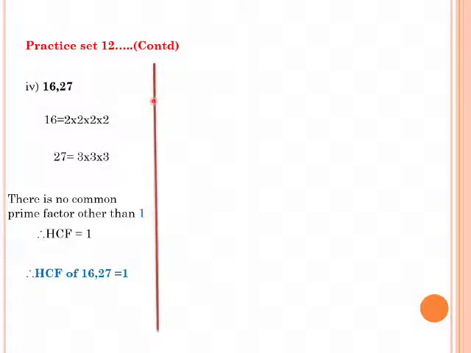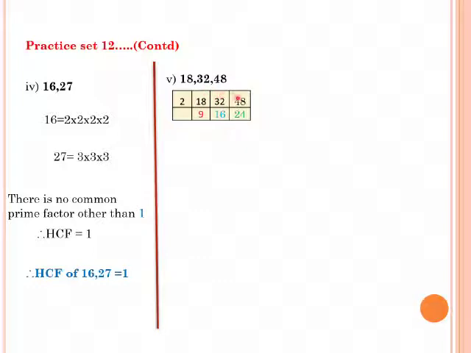Then the next one. Now 18, 32 and 48. Suppose you have 18, 32 and 48. Here the common divisor is 2. So you get 9, 16 and 24 when you divide these numbers by 2. Now 9, 16 and 24 do not have any common divisors. So ultimately the HCF is 2. And write your final answer.